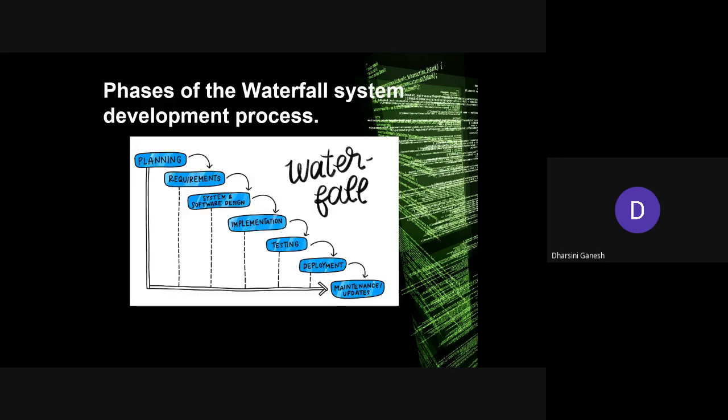What you're seeing here is the waterfall system development process. One of the earliest and most established processes for creating software is the waterfall method. The waterfall technique can be thought of as simply following each stage of the software development lifecycle in order. We must complete each step before going on to the next. So these are all the phases: planning, requirements, software and design, implementation, then testing, and then we deploy the project and continue with the maintenance of the project.